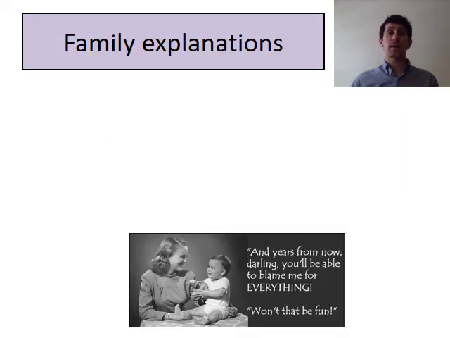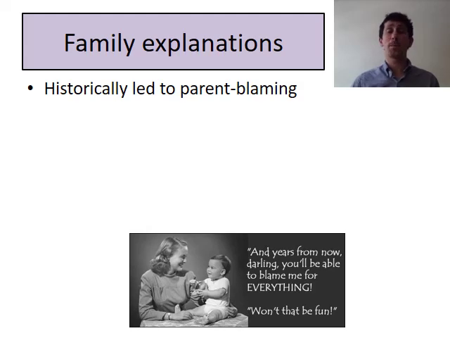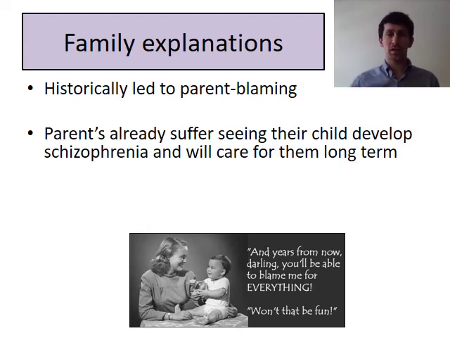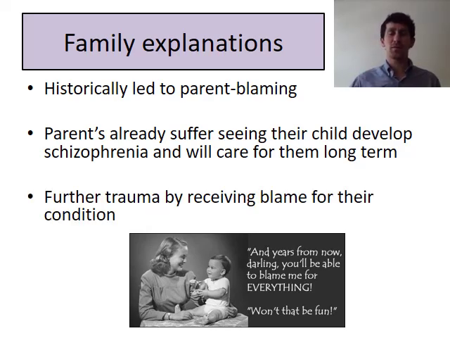A further limitation of these family explanations is that it historically led to something called parent blaming. So you're a parent of a schizophrenic child, you've seen your child develop schizophrenia, you're going to end up looking after them in the long run, probably for the rest of their life. And what we find is that these parents are then given further trauma by being given the blame for causing schizophrenia in the first place. They're either a schizophrenogenic mother, or they've got high expressed emotion in their family. They're the ones who the blame's put on. So they're given that further trauma, something else for them to try and deal with, rather than just seeing their child develop schizophrenia, which should be enough for any parent.